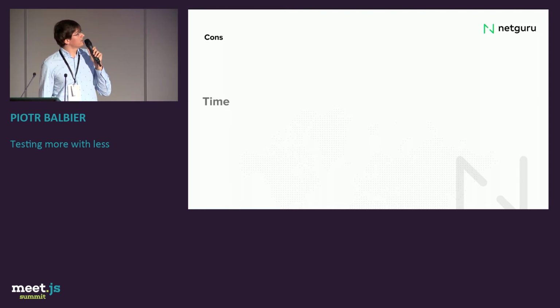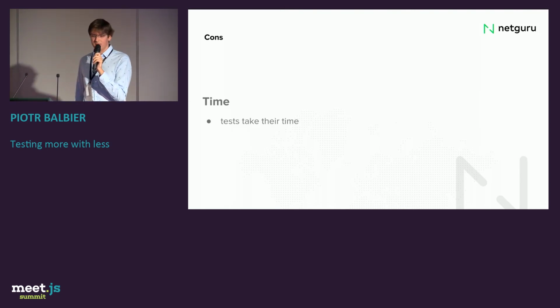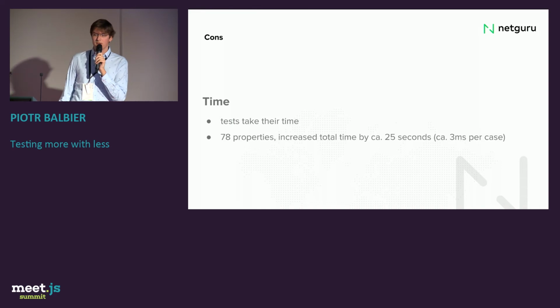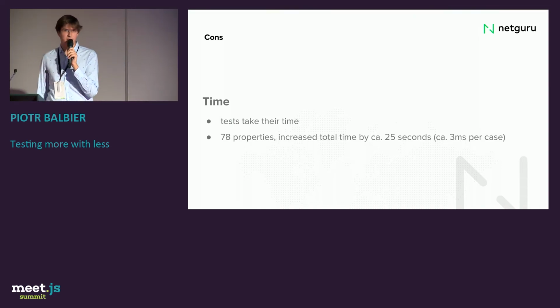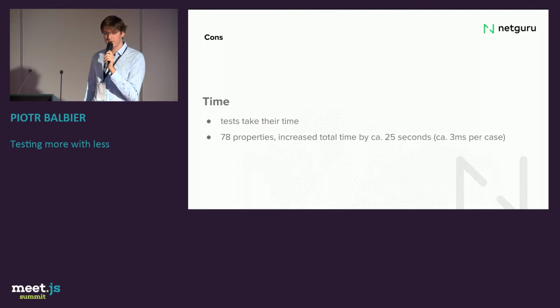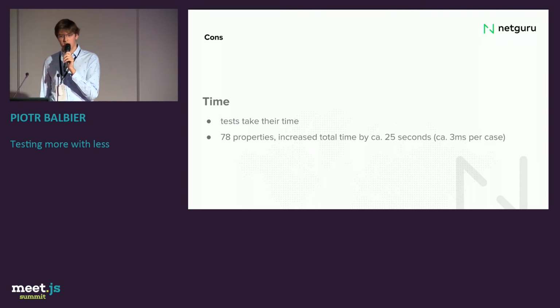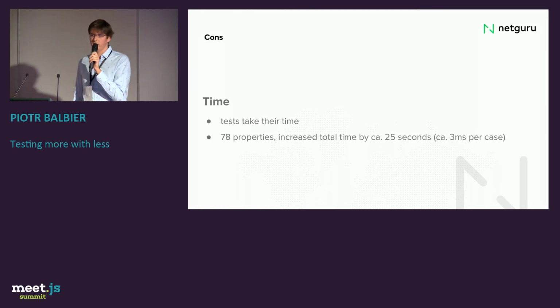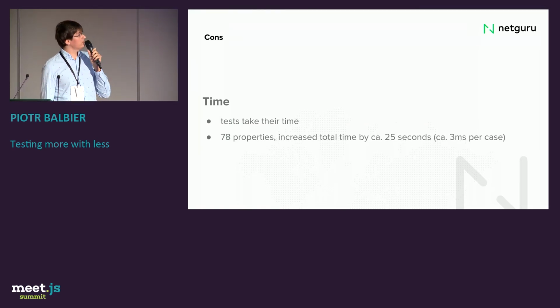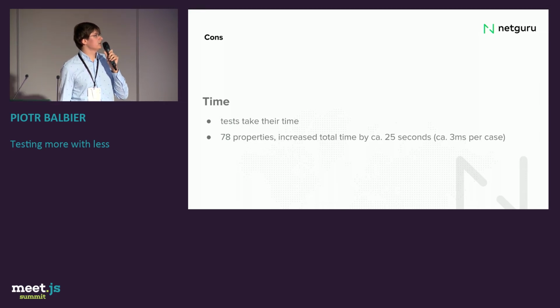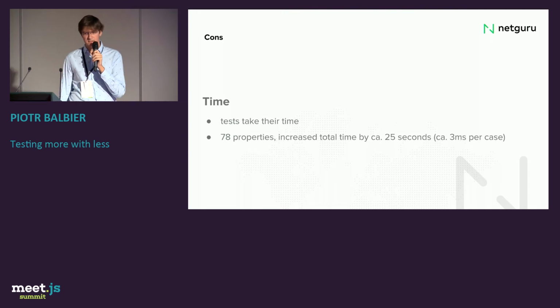And another case is time. All tests take time. In our case, we had 78 properties, so like tests in terms of generative testing. It increased the total time of running it on continuous integration from 50 seconds to 75. But it just covered actually all of the cases for what was tested.